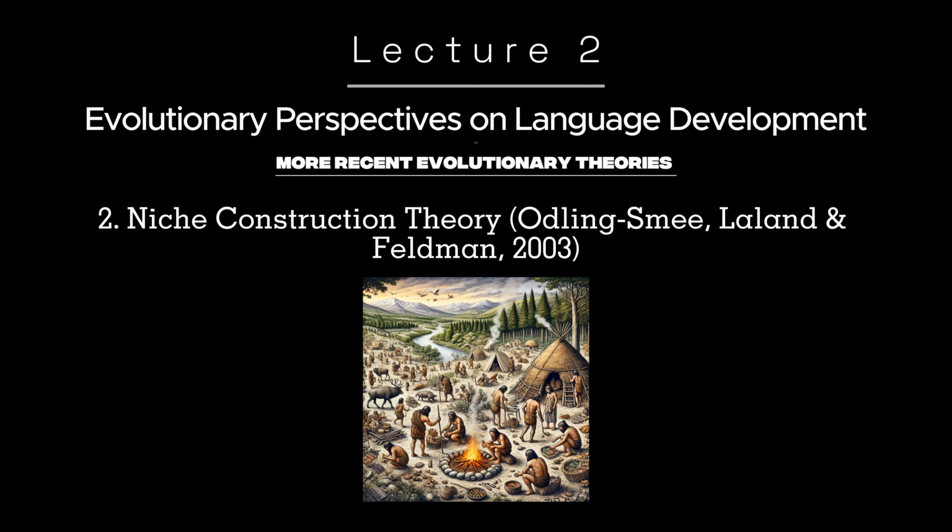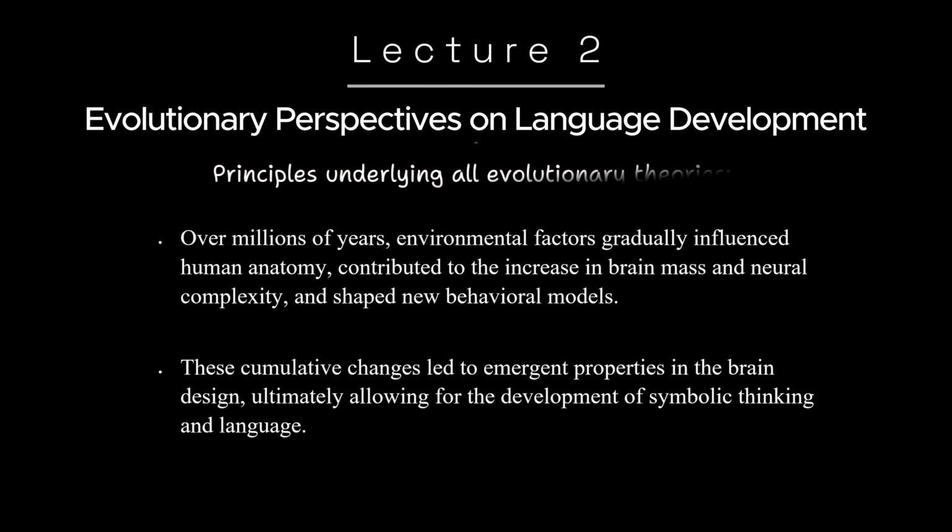This approach suggests that hominins actively modified their environment rather than simply adapting to it. In doing so, they created ecological niches that favored the emergence of complex cognitive abilities, including language. This theory posits that culture itself became a new ecological niche, which proto-humans discovered. As they began to adapt to this niche, it in turn shaped their development, reinforcing linguistic behavior and cognitive advancements. The fundamental principles underlying all evolutionary theories remain consistent.